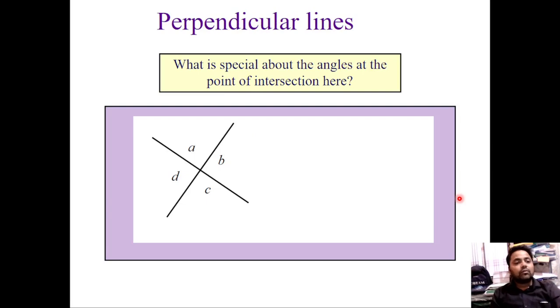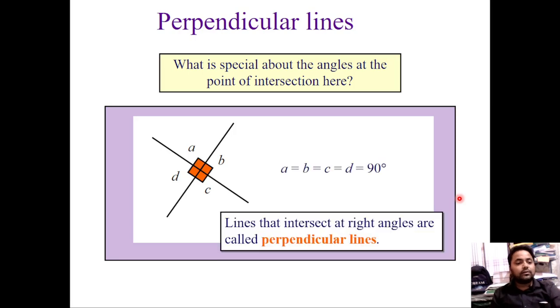Perpendicular lines. What is special about the angles at the point of intersection here? A, B, C, D. Here A is equal to C and B is equal to D, and all are equal to 90 degrees because the line segments are mutually perpendicular to each other. Lines that intersect at right angles are called perpendicular lines.